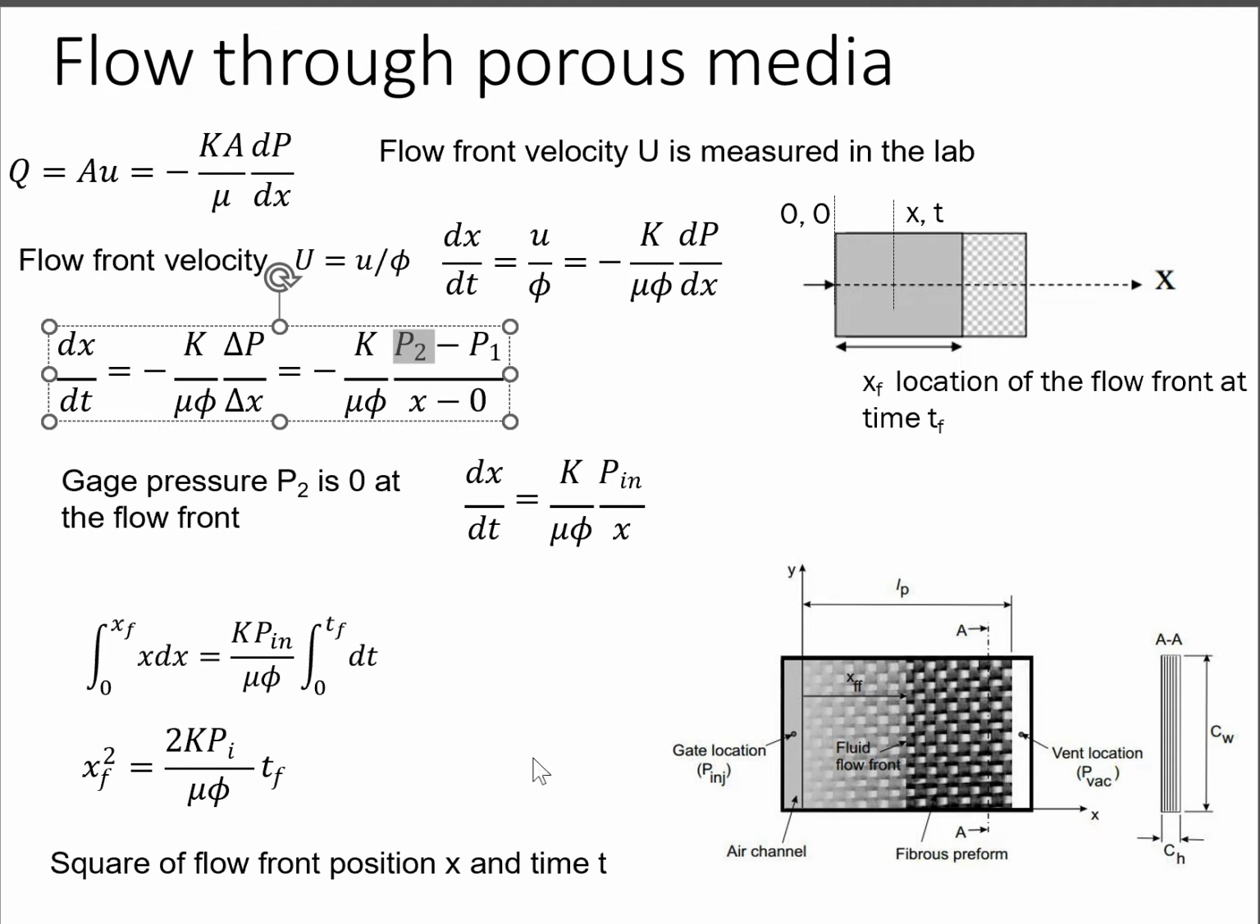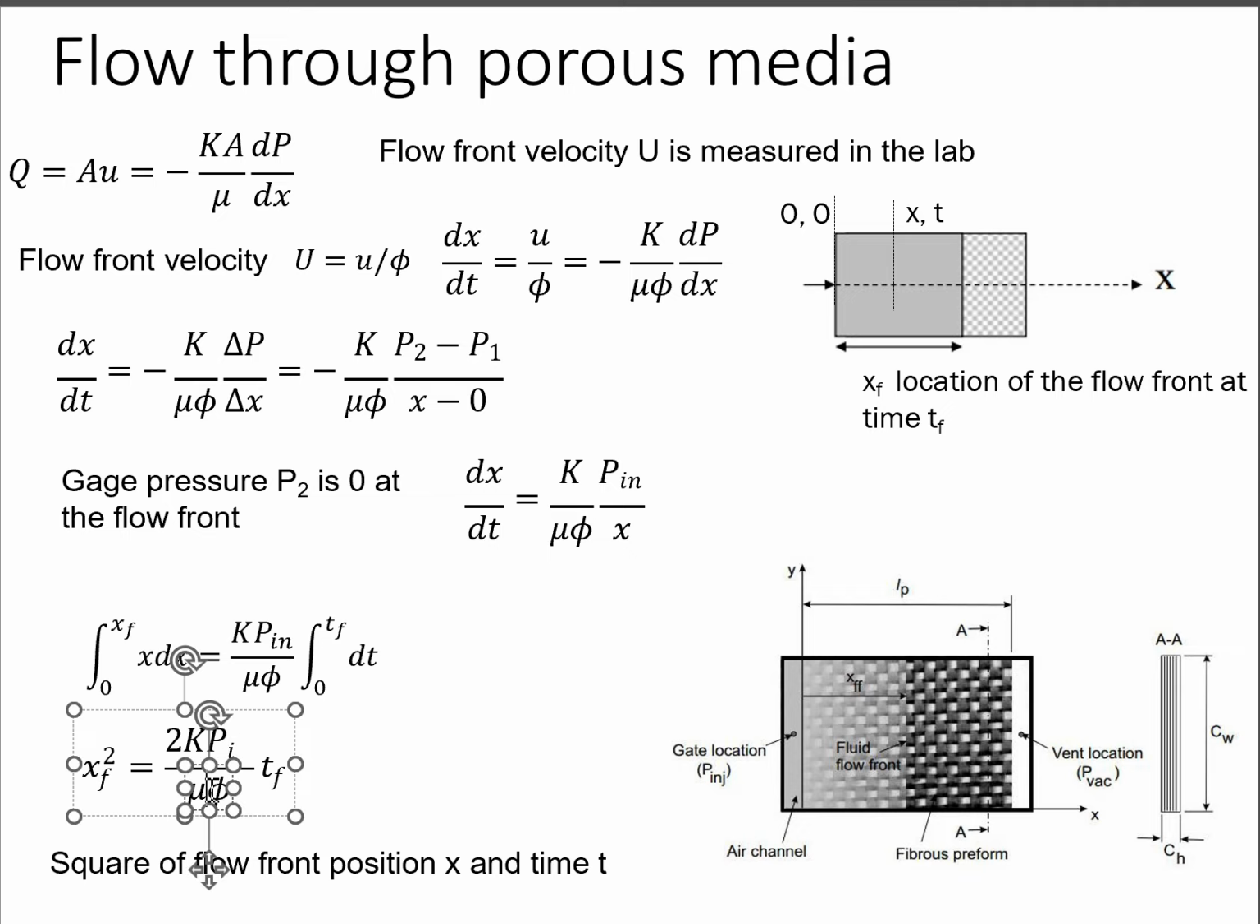So to simplify this, we can say dx/dt, the rate of change of location with respect to time, is equal to k divided by mu phi multiplied by the inlet pressure, again atmospheric pressure, 1 atmosphere, divided by x. We can take the integral of this derivative and come up with this formula, which essentially means that the location at any time to the power 2 is equal to 2 multiplied by the permeability multiplied by the atmospheric pressure divided by the viscosity multiplied by the porosity of your carbon fiber multiplied by the time.